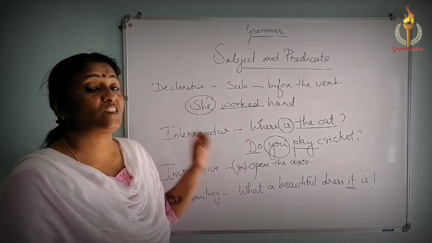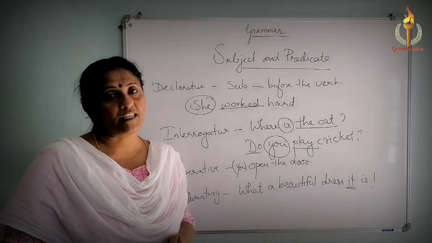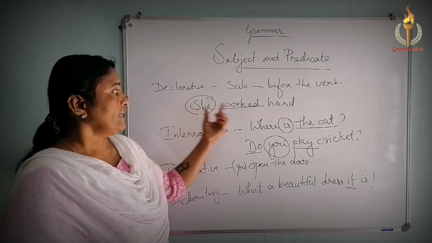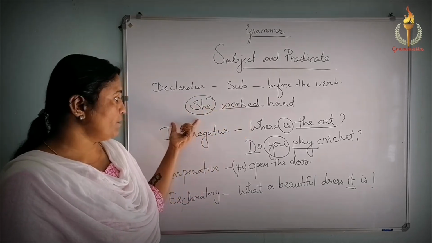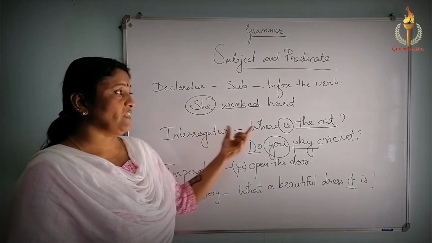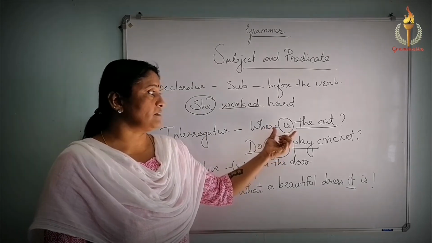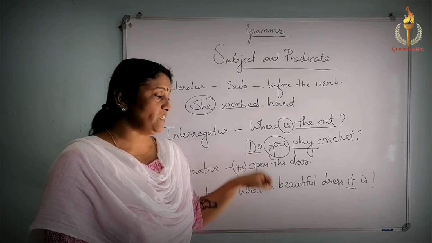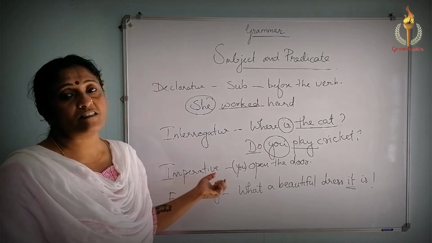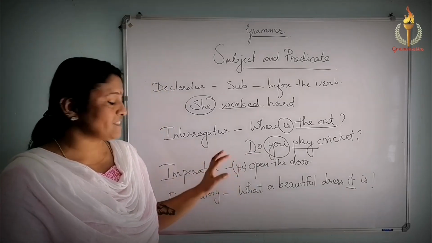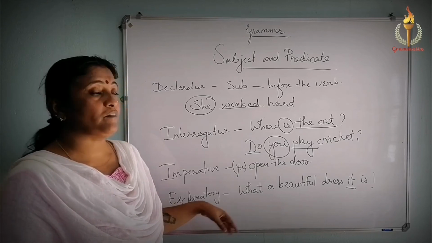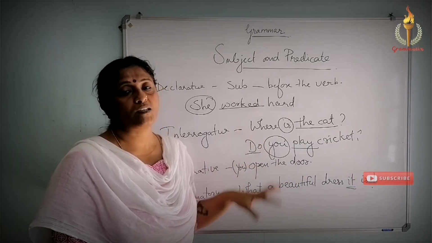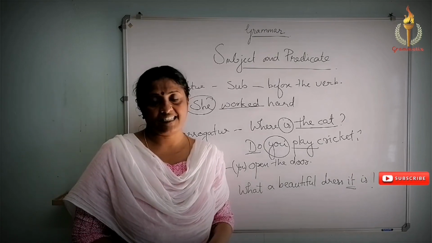So this is how you can spot a subject in different kinds of sentence. In a declarative, the subject lies before the verb. In interrogative, if there is only one verb, it is just after the verb. And if there are two verbs, it lies in between the verbs. In an imperative sentence, you is implied, you is the subject. And in exclamatory, it lies before the verb. This is how you spot the subject in a sentence.